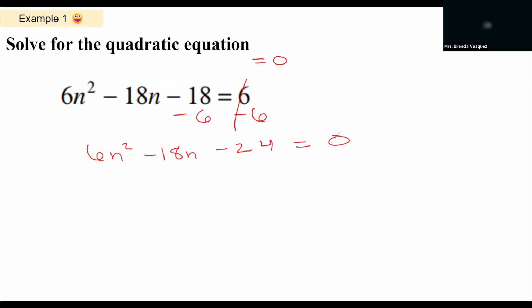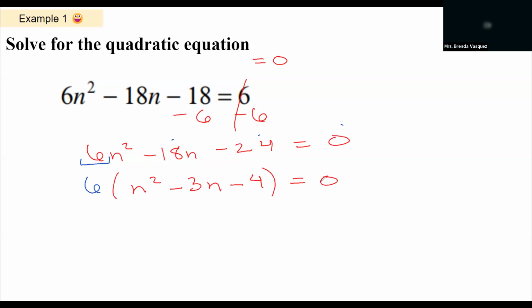Now, my leading coefficient here happens to be what? 6, right? Every time that we have a coefficient, we always check if it's a GCF. So is it a GCF? Yes, it is. Let's go ahead and factor it out. 6, inside my parentheses is n squared minus 3n, and minus, we take out the 6, so we're left with 4 equals 0. So all we did was factor the 6.